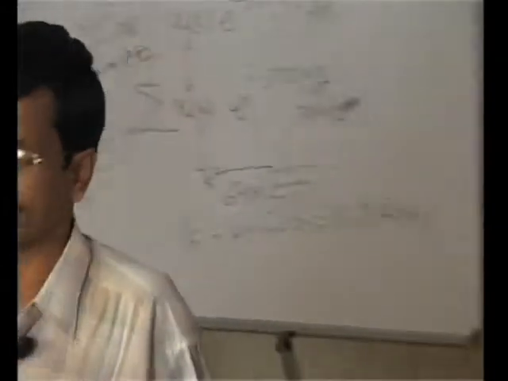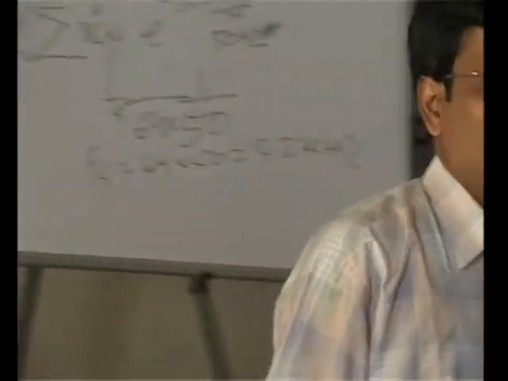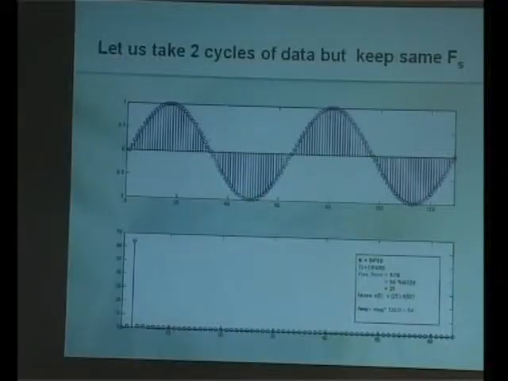Let us take the other one. Same signal, 50 hertz. Same sampling frequency, 3.2 kilohertz. But I have extended the signal up to 2 cycles. So if I have extended to 2 cycles, how many points do I have? 128 points for FFT. So if I am calculating the FFT of this 128 point signal, it will give me up to 64 points. So this is my FFT.